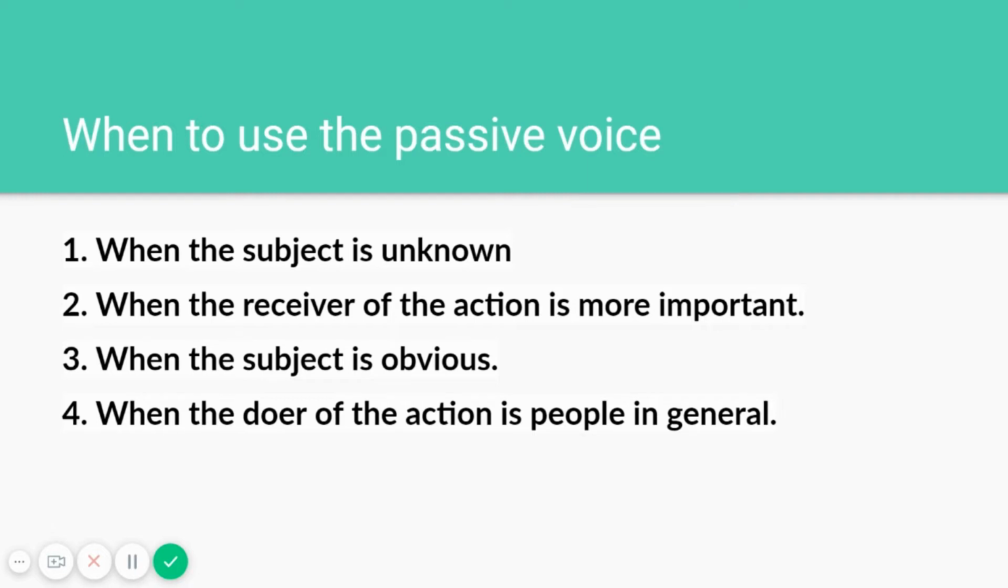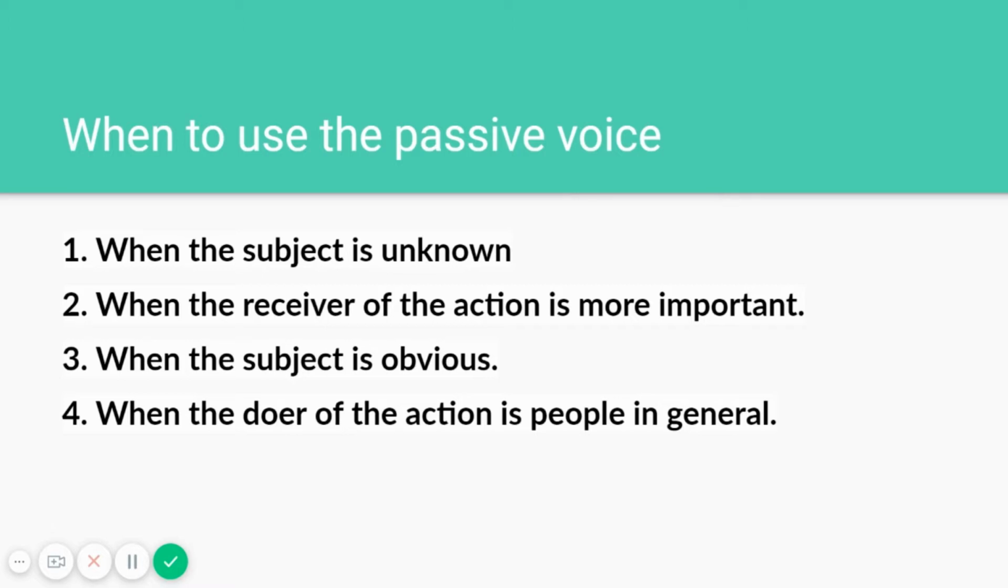When the subject is unknown, we don't know the person who did the action. So for example, a man was shot in the city center. We don't know the person who shot the man. When we want to say that the receiver of the action is more important, again, an example, maybe like an accident or something, it's more important to know what happened to the receiver of the action.